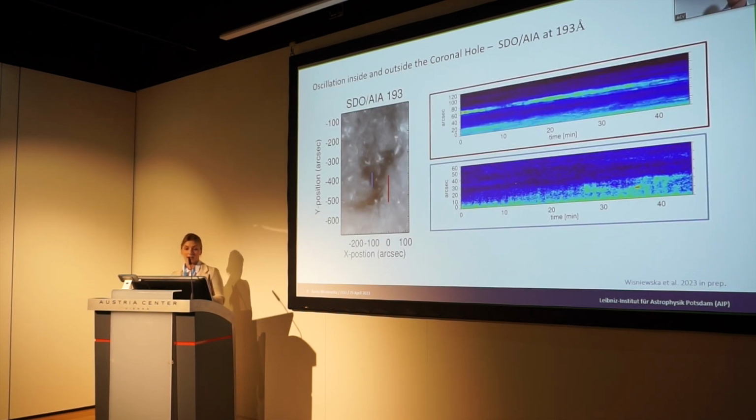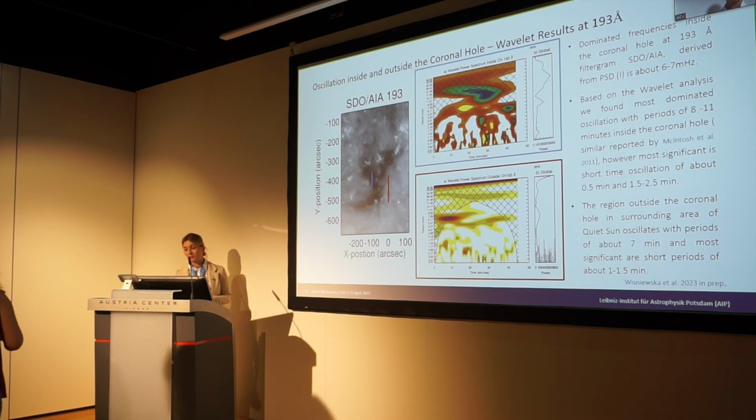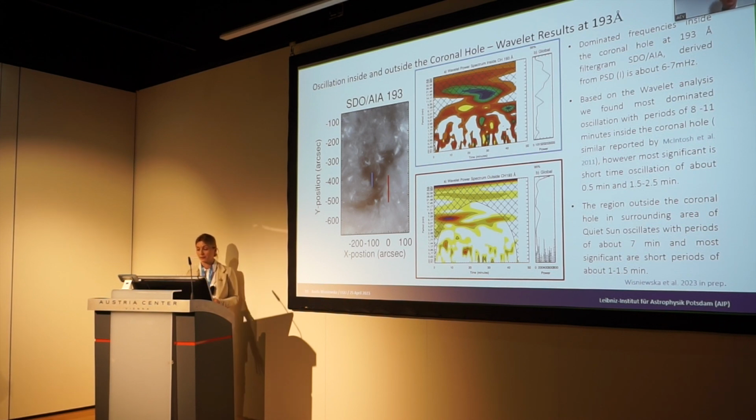To do it more accurately, we wanted to concentrate on some very small targets, one outside and the second one inside. Indeed, if we prepare some time plots of intensities, we observe some oscillation. But to do it more accurately, we calculated the wavelet spectra. In the wavelet we found the most dominant oscillations with a period of 8 to 11 minutes inside the coronal hole, which is similar to that reported by McIntosh et al. 2011. Outside the coronal hole and in the surrounding area, this period is about 7 minutes, but most significant are short periods of 1 to 1.5 minutes.